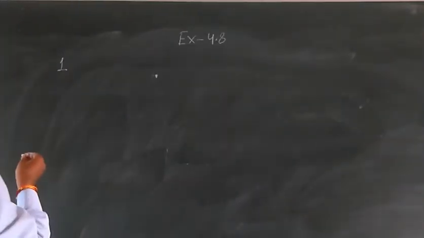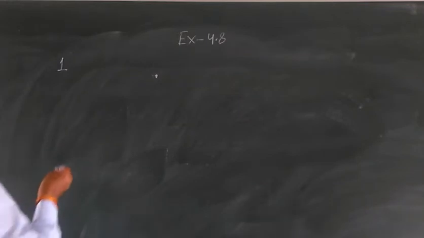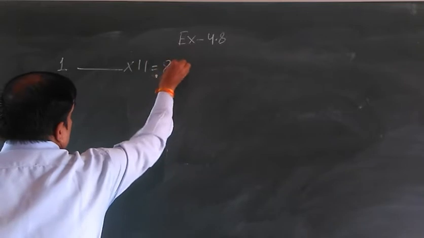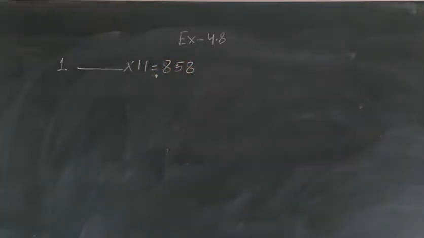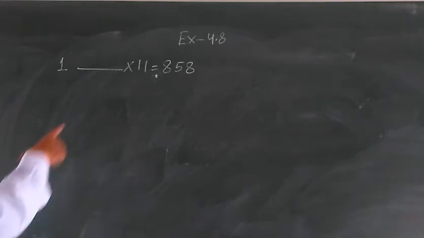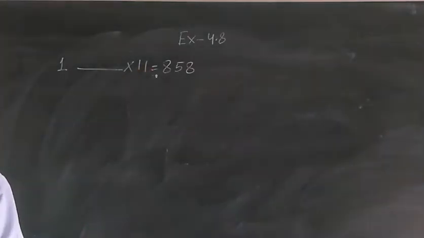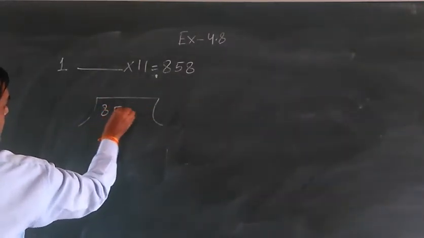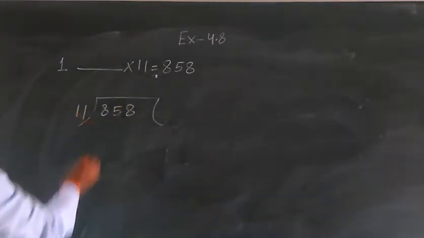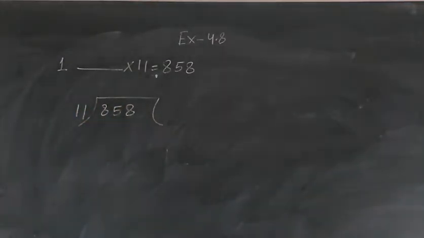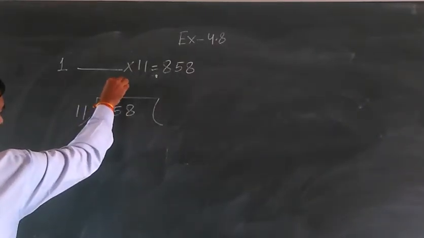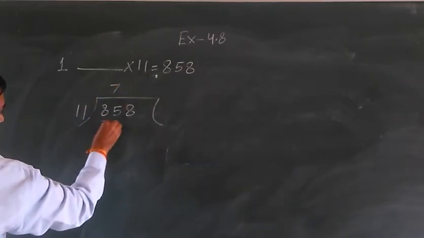The first question: calculate and fill in the missing numbers. First fill out, multiply, we get 858. Now we find out the second factor of the 11. So how can we find out the second factor of 11? We go through the division: 858 divided by 11. You know the table of 11 very well. 11 eights are 88, so we cannot go for 88. We go for 77.